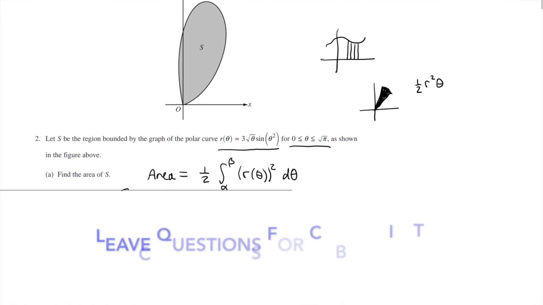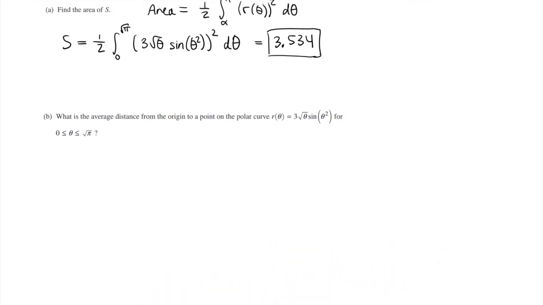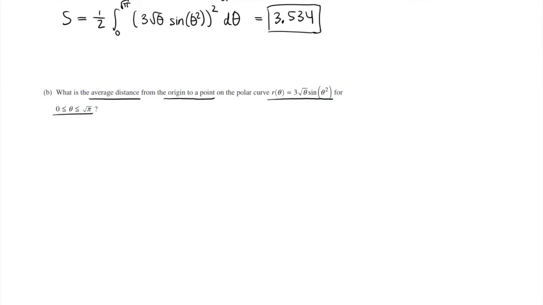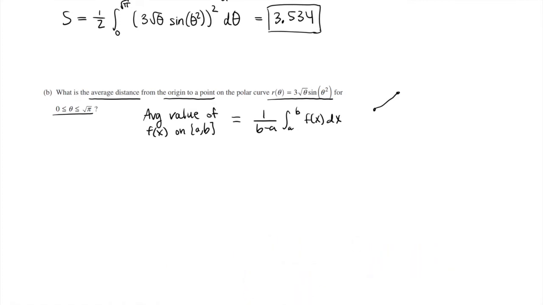Okay, part B says, what is the average distance from the origin to a point on the polar curve, r of theta? Okay, we're probably going to be using the equation for the average value of a function on a closed interval. This is just really from Calc 1. Remember that that's given by 1 over b minus a times the integral from a to b of the function. If it said average rate of change, then that's going to be different. The average rate of change would be just the slope between the endpoints. But it doesn't say that.